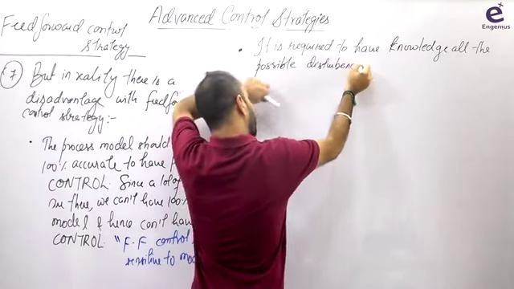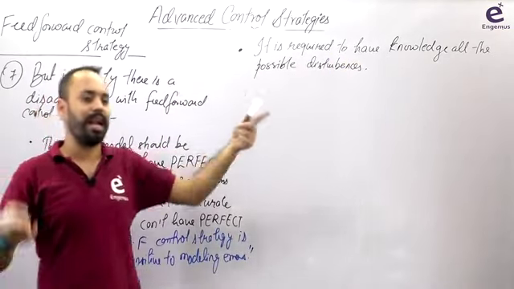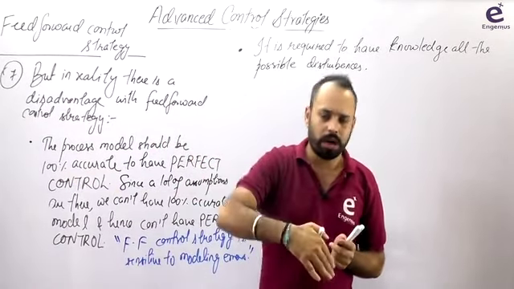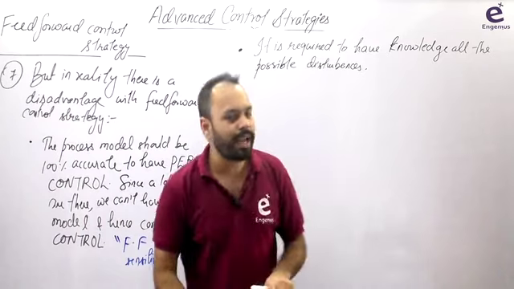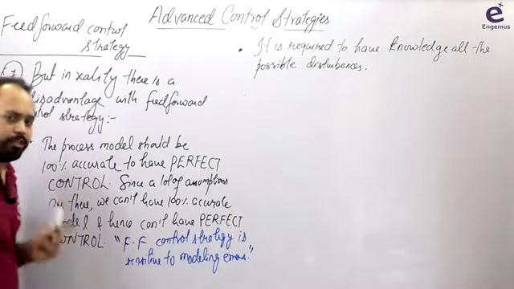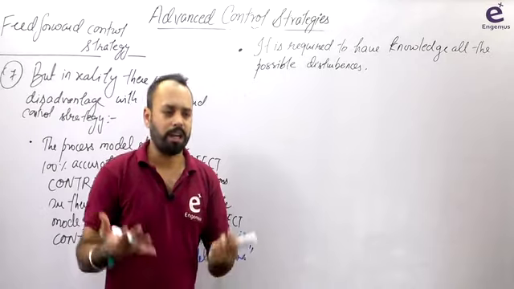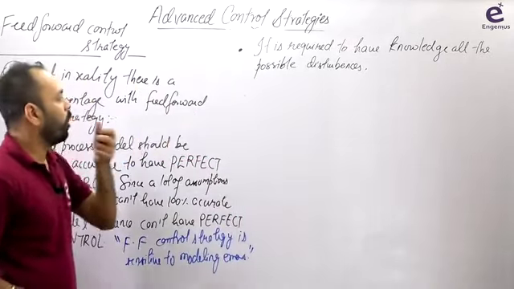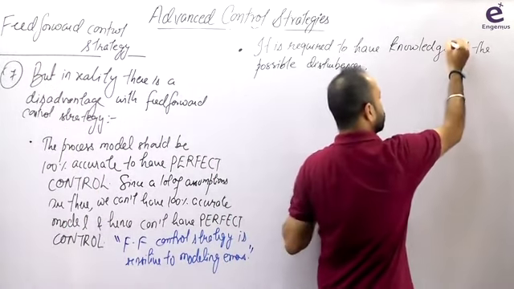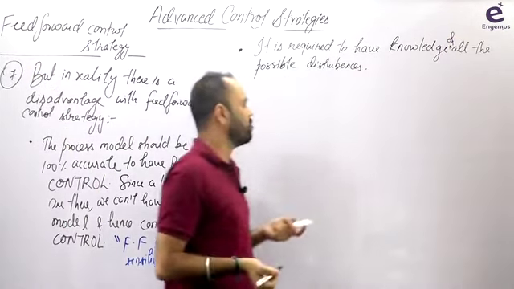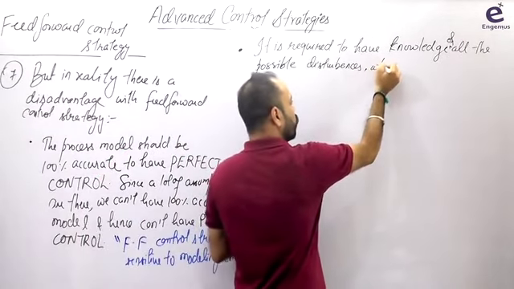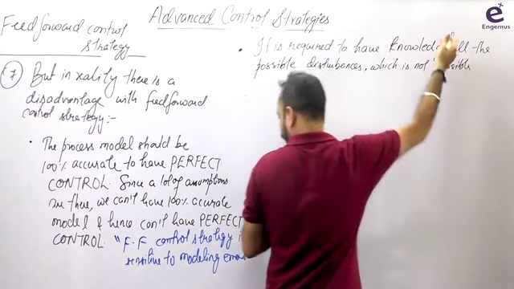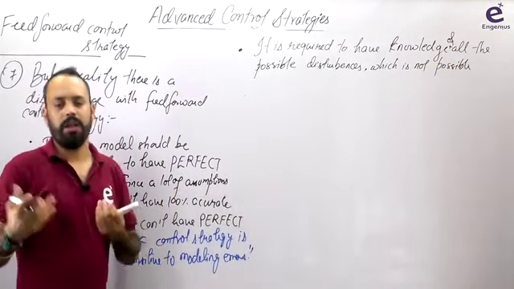Now what was the advantage of feedback? There is one advantage of feedback over feed forward: in feedback you measure the control variable. Whatever be the disturbance, if it is impacting the control variable, then action will be taken. So ultimately you know that feed forward is better, but because you can't have a 100% accurate model, you are again going back to feedback control. It is required to have knowledge of all the possible disturbances, which is again not possible in practical situations. If this is possible, then theoretically speaking, you can have 100% control.